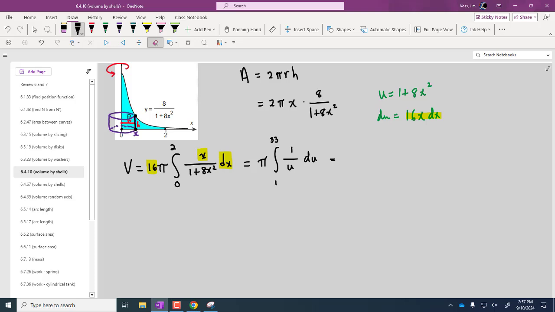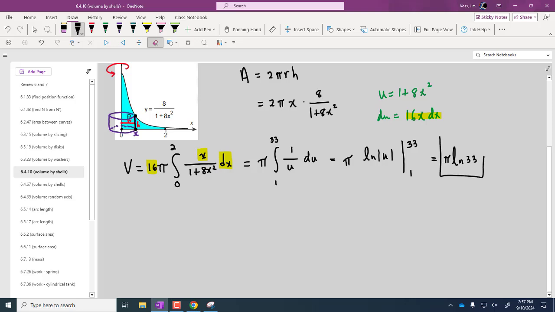Antiderivative of 1 over u. So natural log of absolute value of u from 1 to 33. So we end up with pi times natural log of 33, because we subtract off natural log of 1, and natural log of 1 is 0.